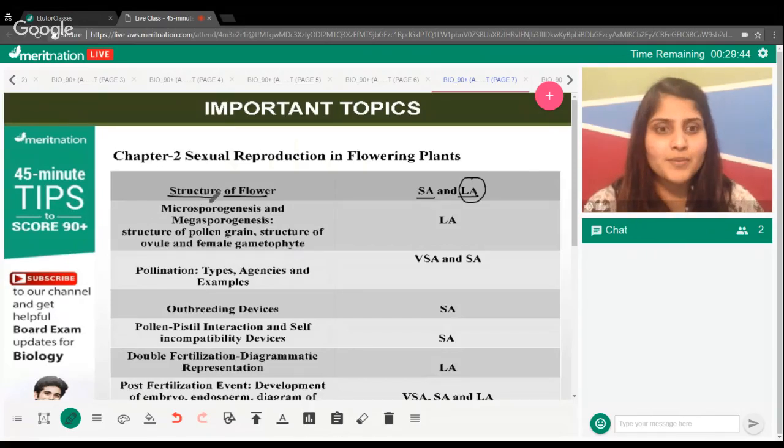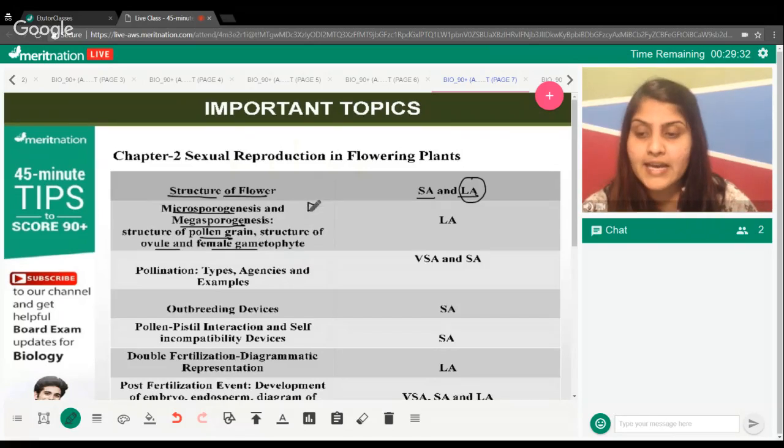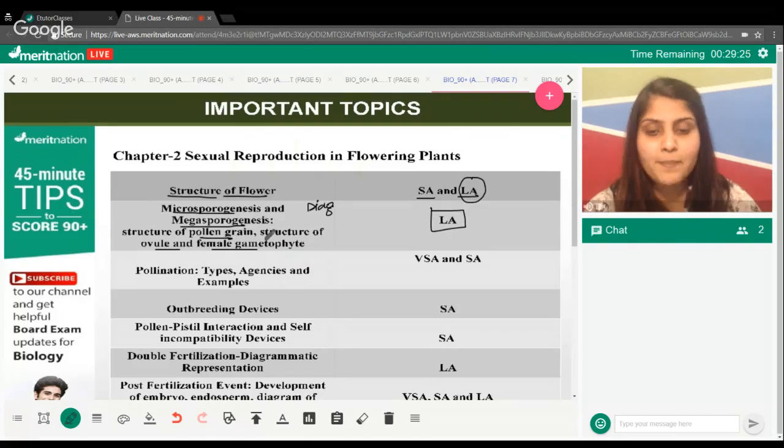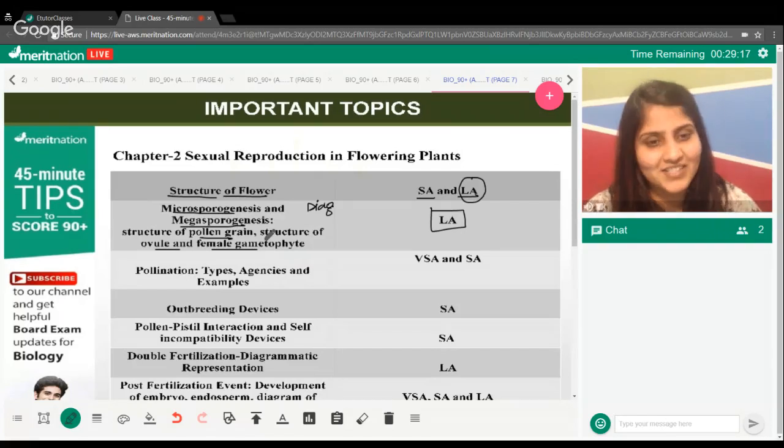Then moving on to the processes: microsporogenesis, megasporogenesis, structure of pollen grain, structure of ovule and female gametophyte, types of ovules. Please make sure you do their diagrams and you do the theory according to your long answer concept. Prepare it in a notes manner, write some points, and you are simply going to reproduce it in your answer sheets.